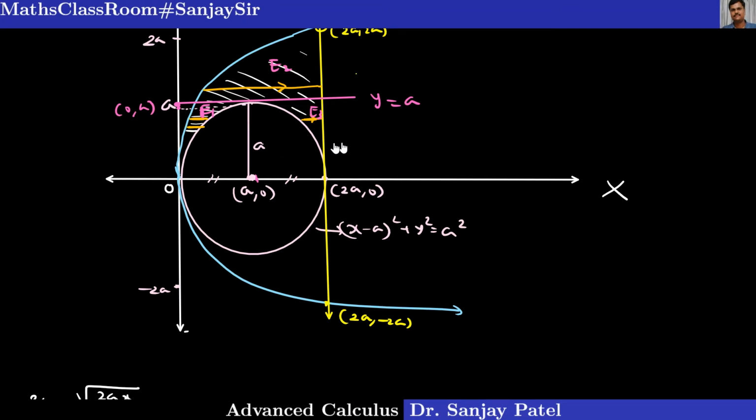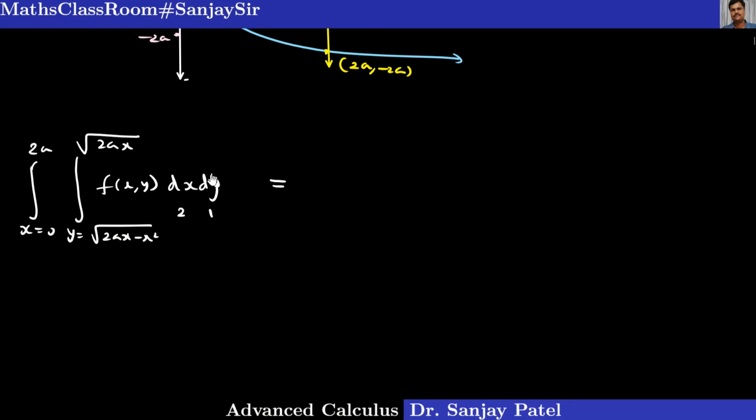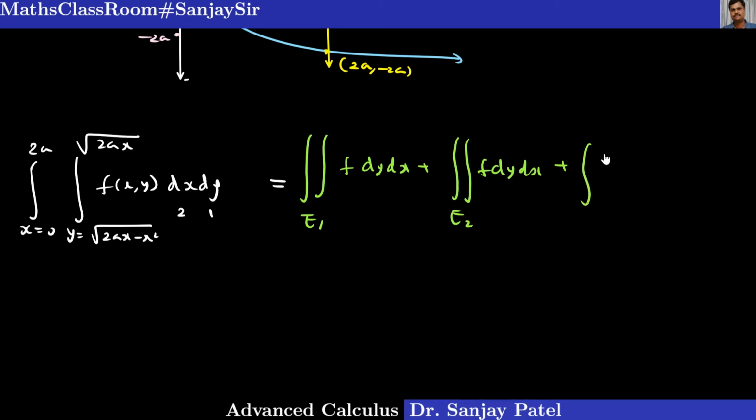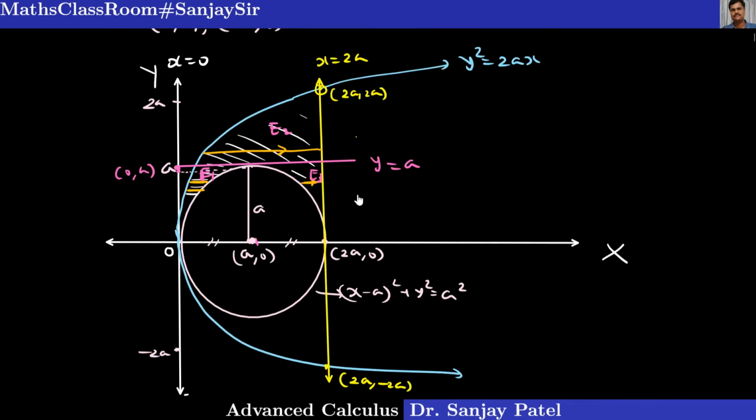We want to write the limits of integration for each of these regions in the new order. So let me first write this as the double integral over E1 of f dy dx, plus the double integral over E2 of f dy dx, plus the double integral over the third region E3 of f dy dx. So we are integrating with respect to x first now in all these 3 regions, so you must consider a strip parallel to the x-axis.